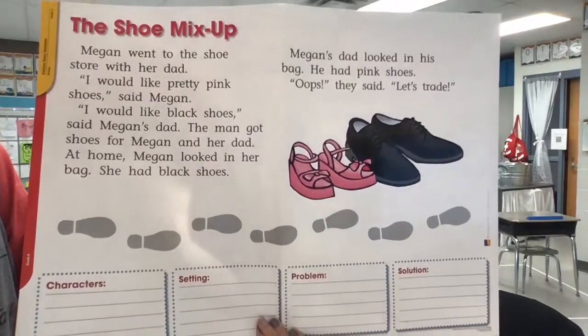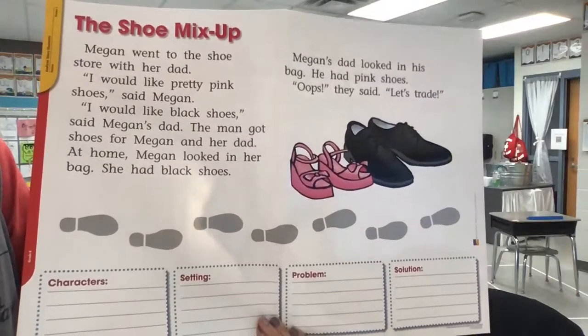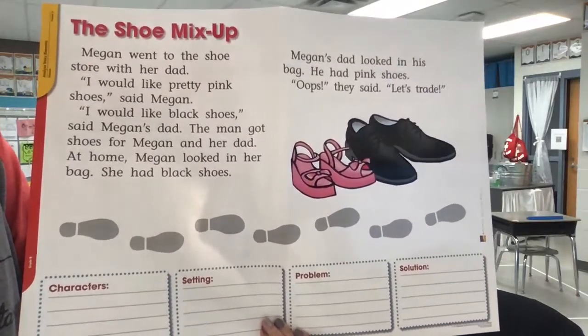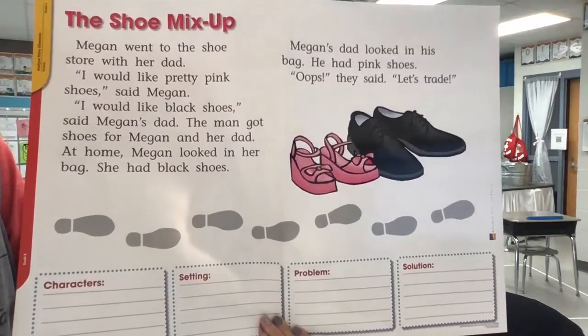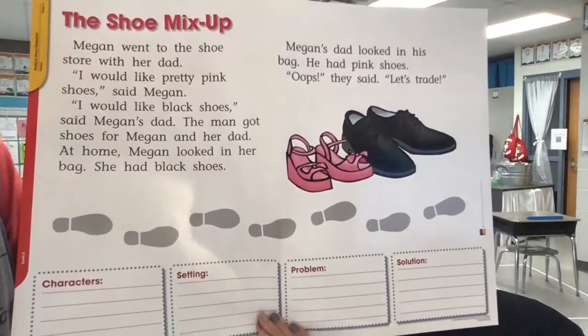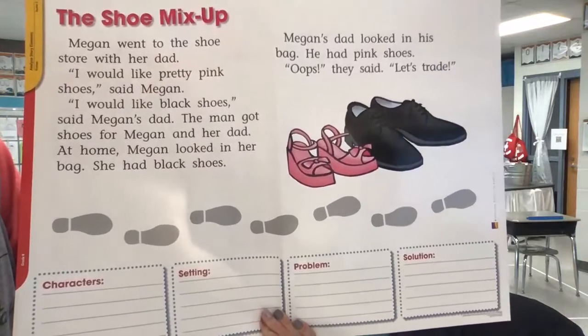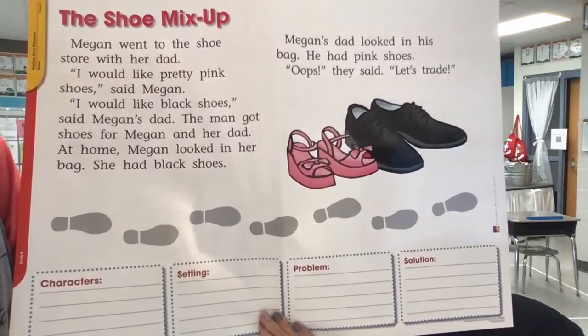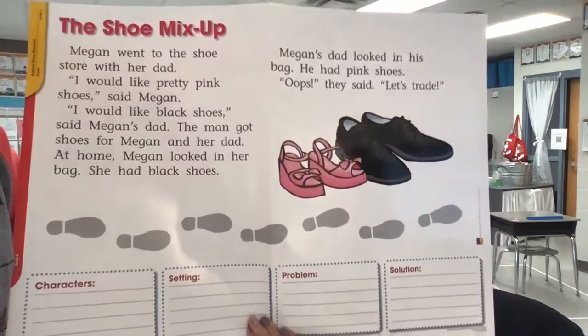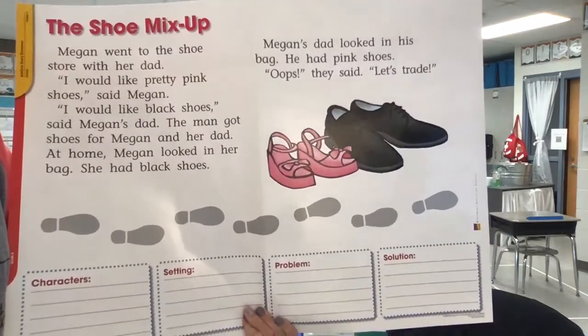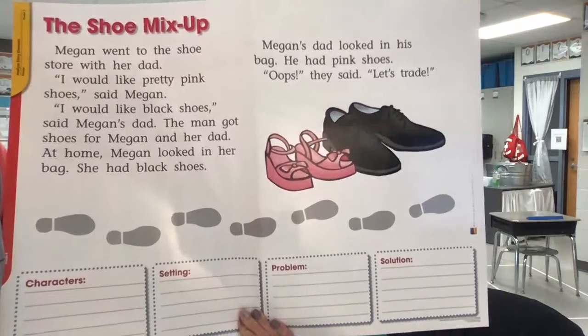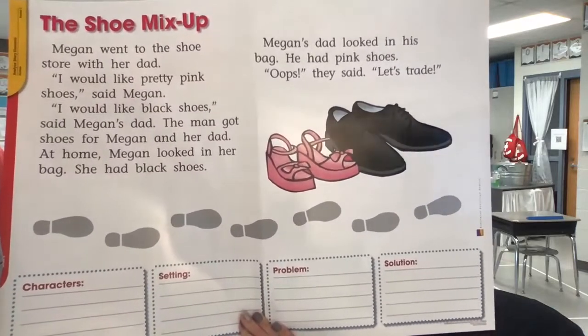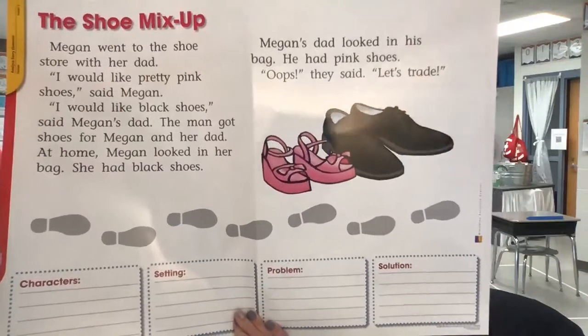Megan went to the shoe store with her dad. I would like pretty pink shoes, said Megan. I would like pretty black shoes, said Megan's dad. The man got shoes for Megan and her dad. At home, Megan looked in her bag. She had black shoes. Megan's dad looked in his bag. He had pink shoes. Oops, they said. Let's trade.